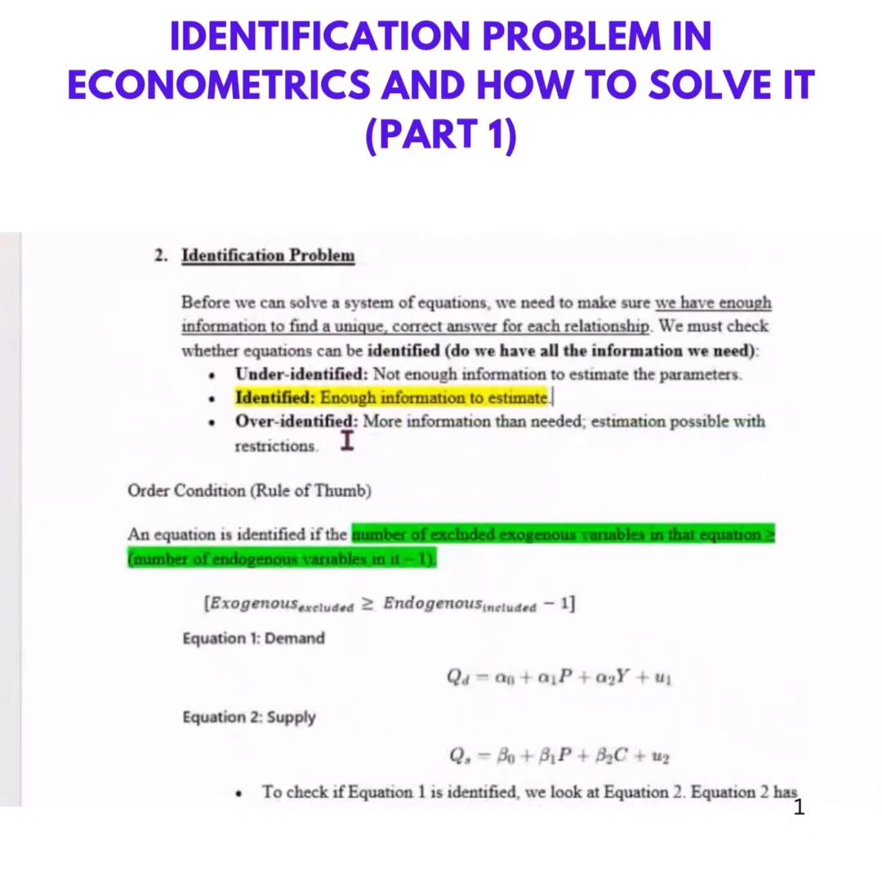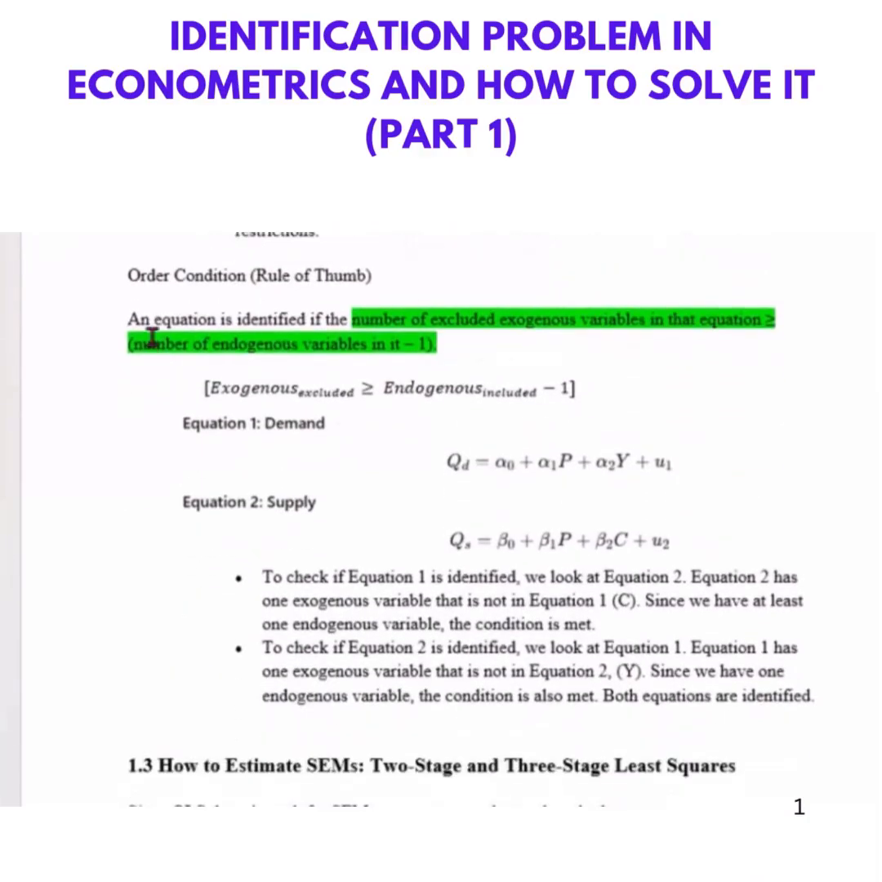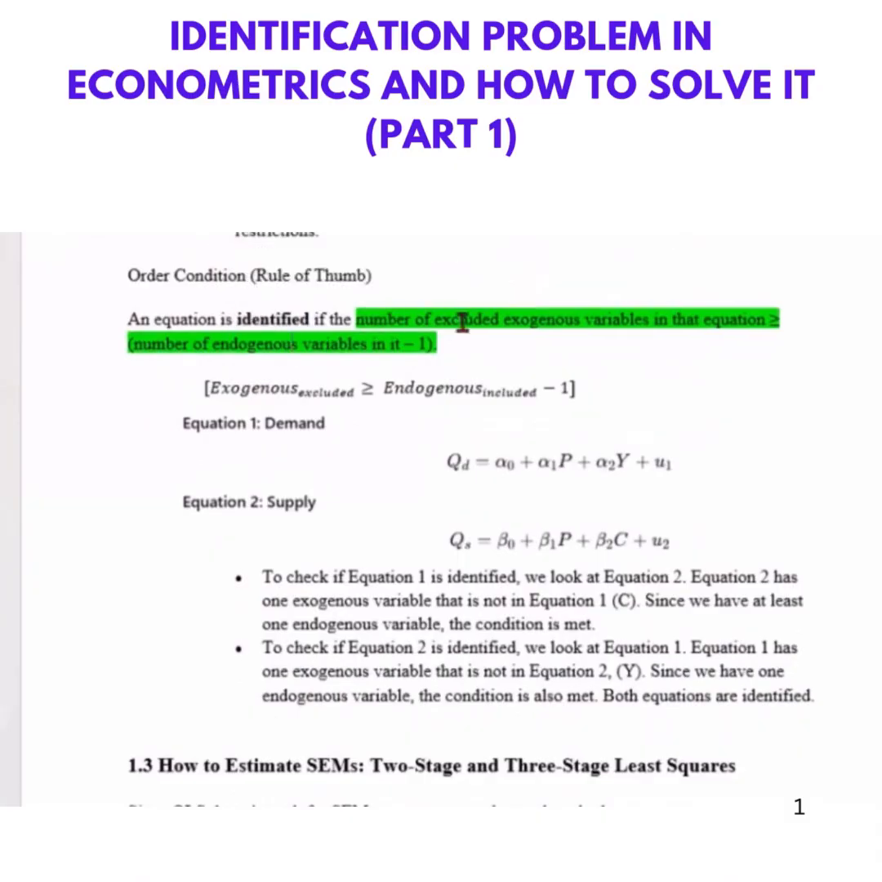So now, how do we know that we have enough information? How do we know that we have equations which are identified? So we use a rule of thumb, and we say an equation is considered identified if the number of excluded exogenous variables in that equation is greater or equal to the number of endogenous variables in it minus 1. So that is the rule of thumb. It's very simple, and I tried to simplify so that you can understand: exogenous variables excluded should be greater or equal to endogenous variables included minus 1.